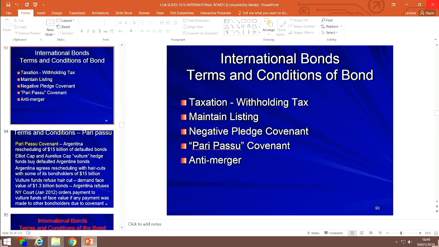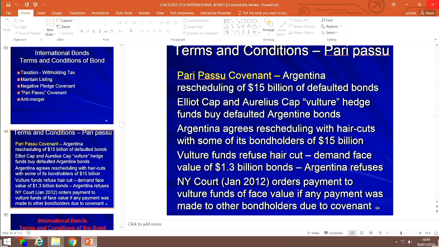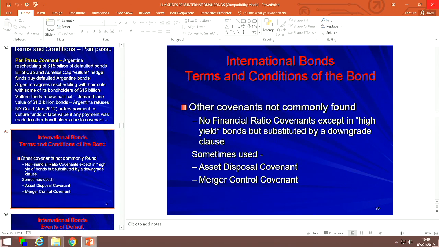There's also, you'd expect to see an anti-merger covenant. You're familiar with that. It's exactly the same as the syndicated loans agreement covenant, the anti-merger covenant. But apart from that, there aren't many other covenants.